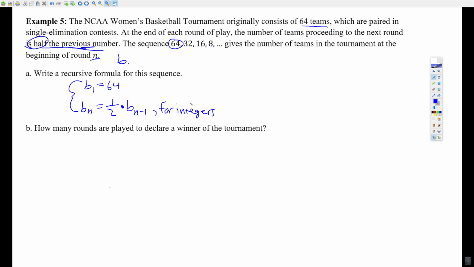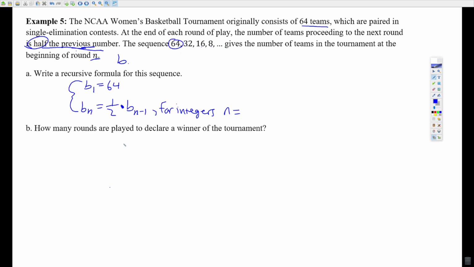Now this time, since it's a word problem, we have very specific n values. At some point, somebody's going to win the tournament, so we'd have to figure out when that is. So we'll go ahead and figure out when it's going to happen before we answer the rest of this. So let's go to part B quick. How many rounds are played to declare a winner of the tournament? So we write out the terms here.